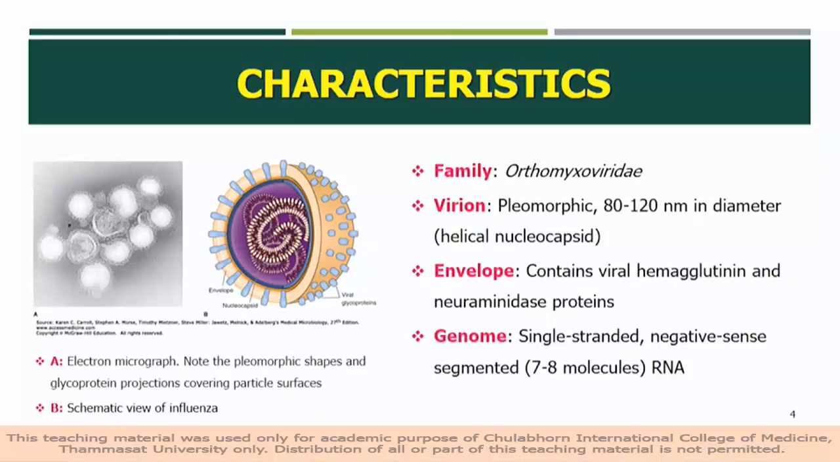Influenza virus is classified into the Orthomyxoviridae family, and the particles are pleomorphic, but usually spherical and about 100 nanometer in diameter, which varies from 80 to 120 nanometer in diameter. The genome of the virus is single-stranded negative-sense RNA, segmented. Some of the viruses in this family have 7 RNA segments, but some have 8 RNA segments, which I will mention about later.